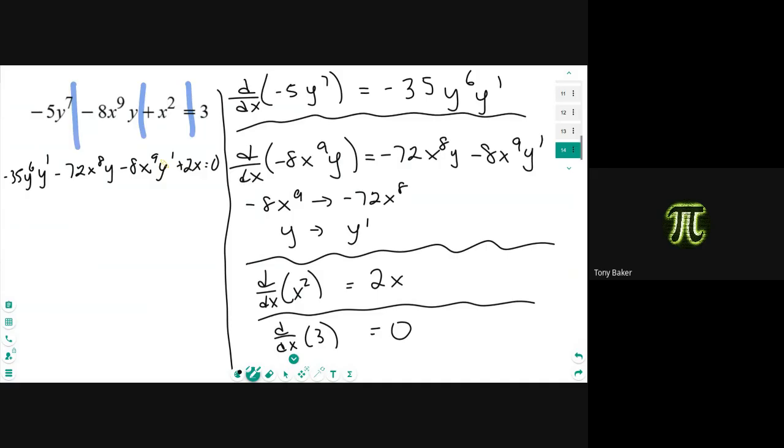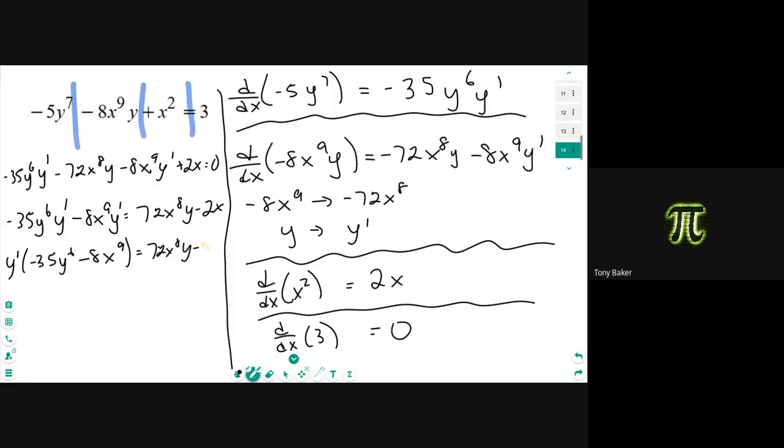So now we leave the y primes. Everything else goes over the other side. Factor out the y prime. And divide.